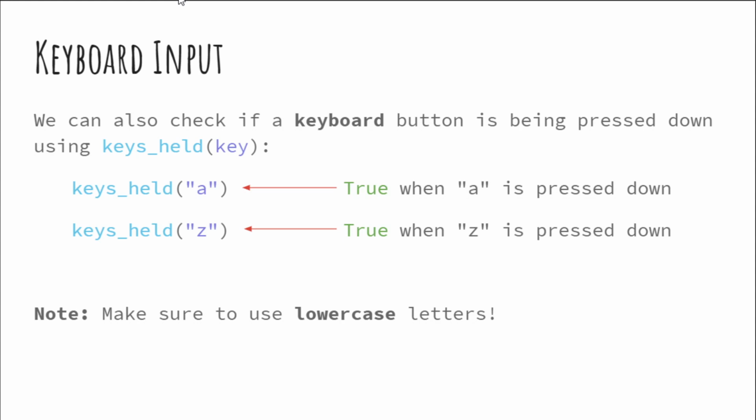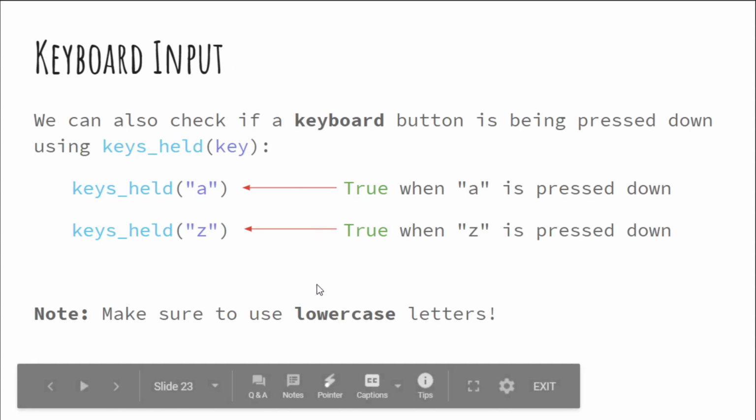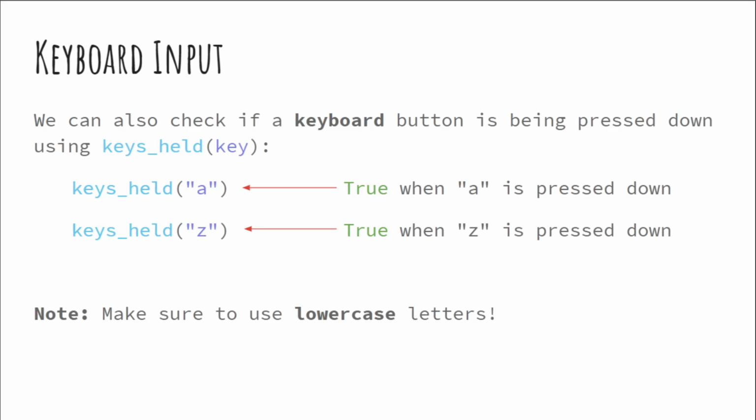These are keyboard inputs. So we can check if a keyboard button is being pressed down using the method keys held. So keys held at A is true when the A key is held down. Keys held with Z is true when the Z key is pressed down. So you should make sure to use lowercase letters for that. There's a few bits of weirdness surrounding that, but pretty much if you use lowercase letters, it will almost always work.